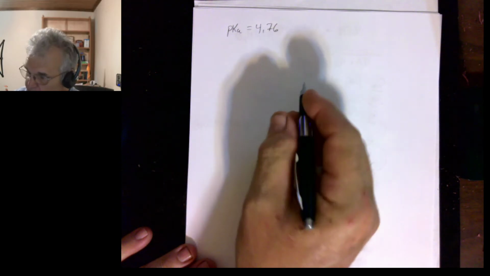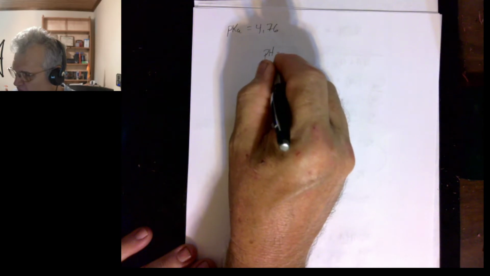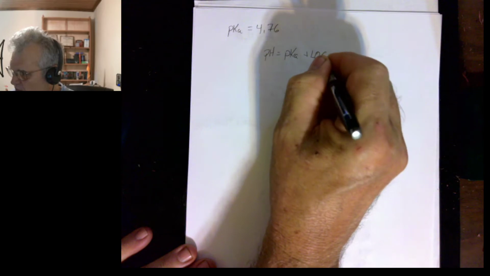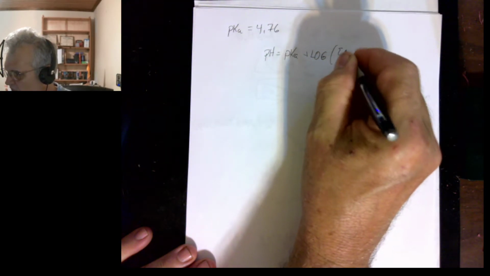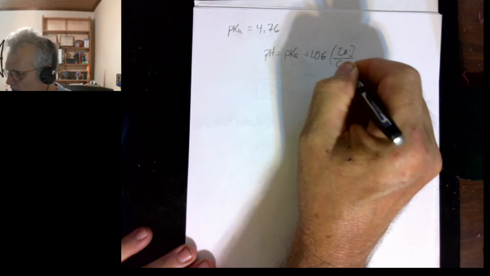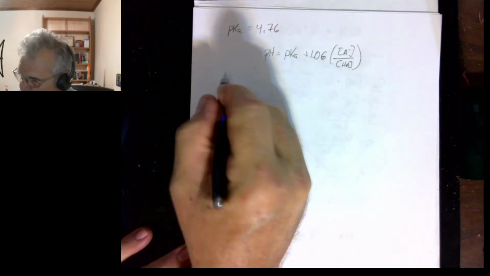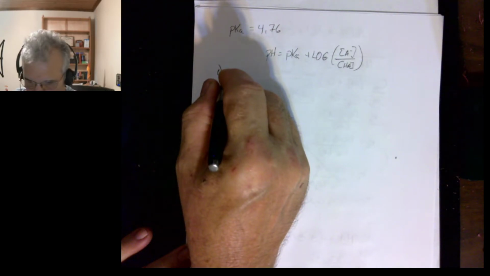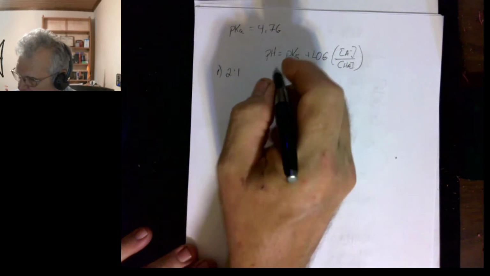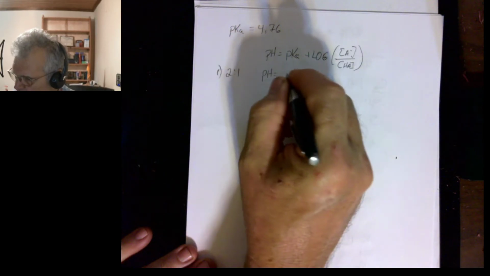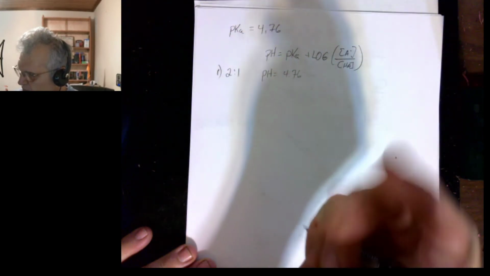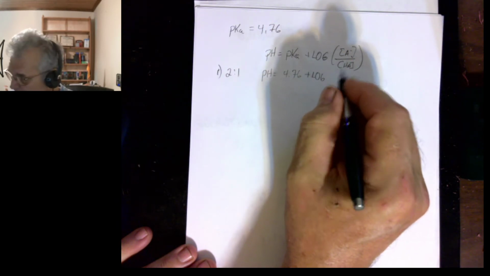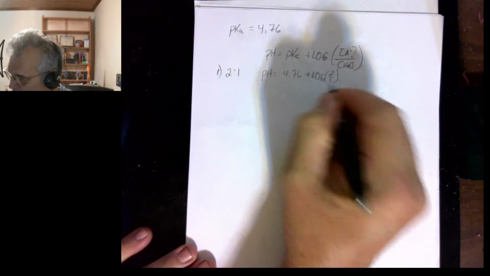Okay, so we want to calculate the pH of a solution that's made of a 2-to-1 ratio of potassium acetate to acetic acid. Well, we're going to use Henderson-Hasselbalch. pH equals pKa plus the log of conjugate base over top of acid. So for number 1, we've got a ratio of 2-to-1. So we have pH is equal to 4.76 plus the log of, well, it's the ratio of the base to the acid, so that's 2/1. That's the log of 2.